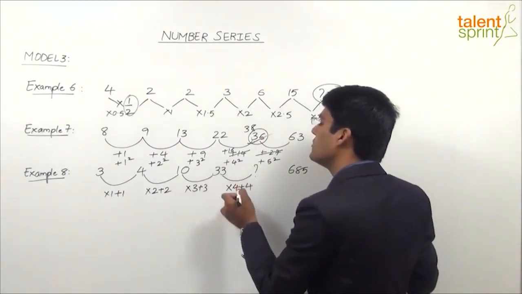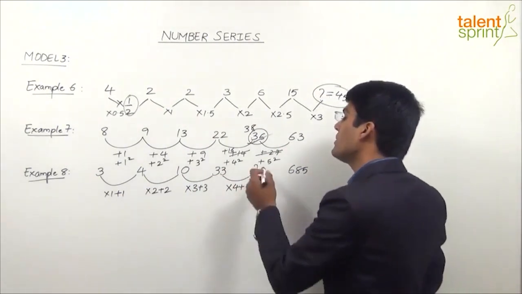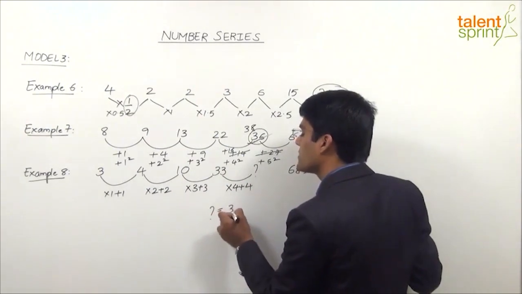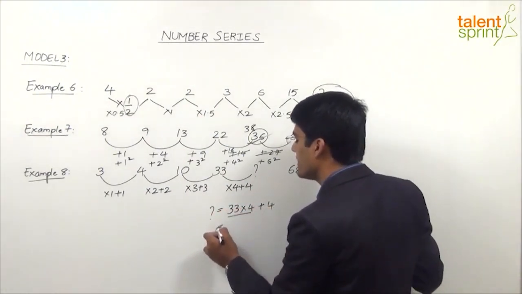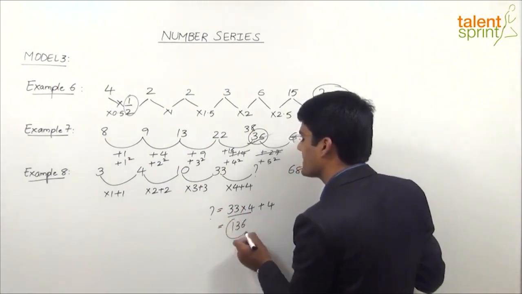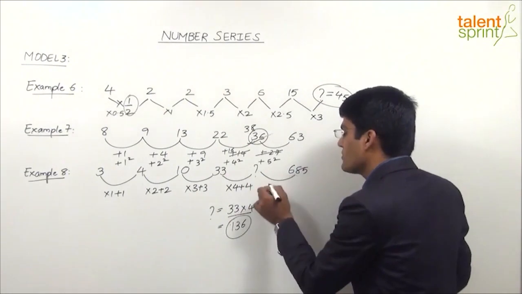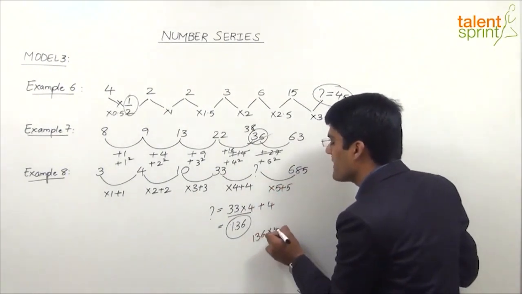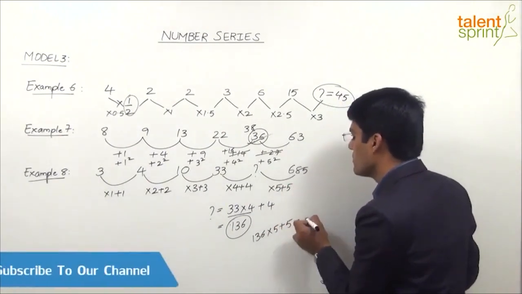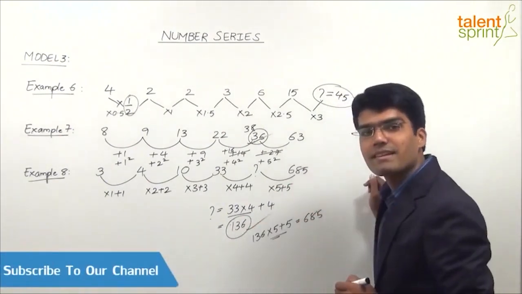Now 33 into 4 is 132. 132 plus 4 is 136. So we can say that the question mark here is 33 into 4 plus 4, which is 136. So the question mark should be equal to 136. And the next one has to be into 5 plus 5. And 136 into 5 plus 5 will be equal to 685. So we are pretty sure that 136 is the correct answer.